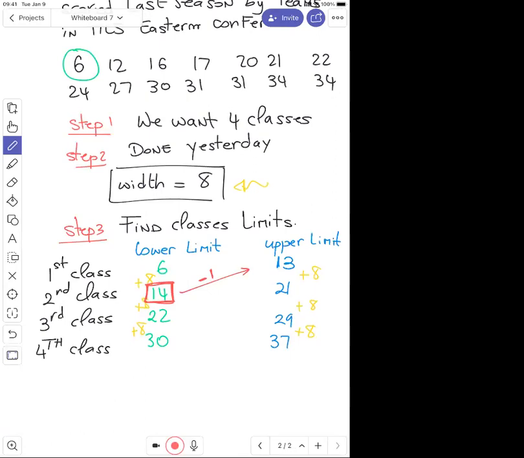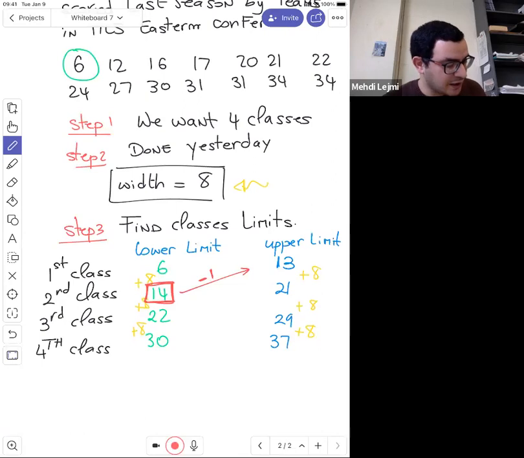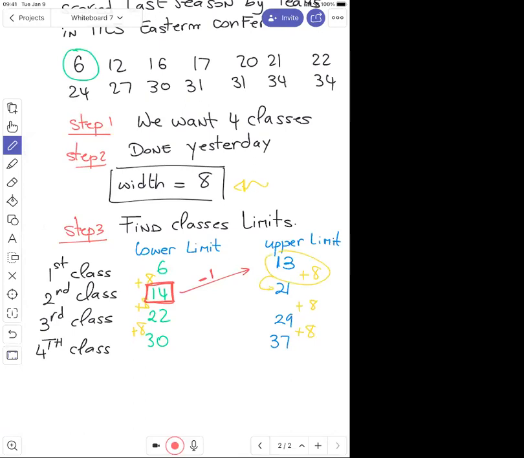All right, thank you. And where did 21 come from? Yeah, that's because for the upper limit of the next classes, you add 8 each time. So that's 13 plus 8, and that's how I got the 21. Oh, so that's how you do it.